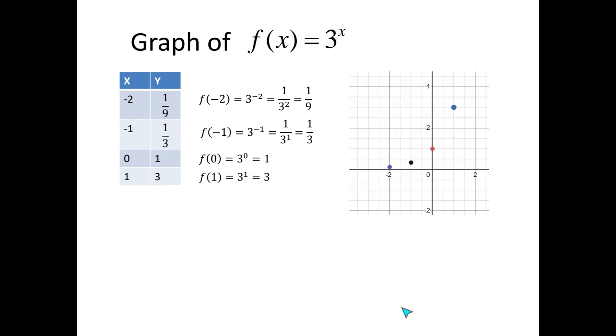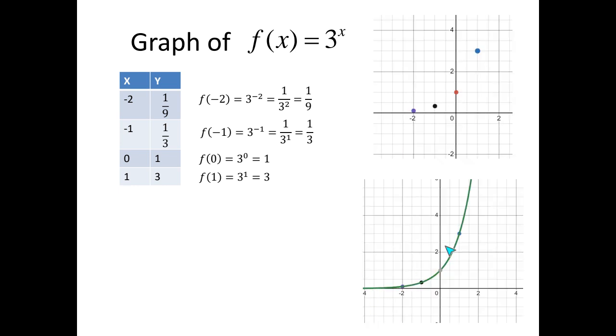If I plot my points, then I can see my points here. And if I sketch the graph, then this is going to be my graph. So notice that my base a was greater than 1, and so that is why the graph is increasing. Okay.